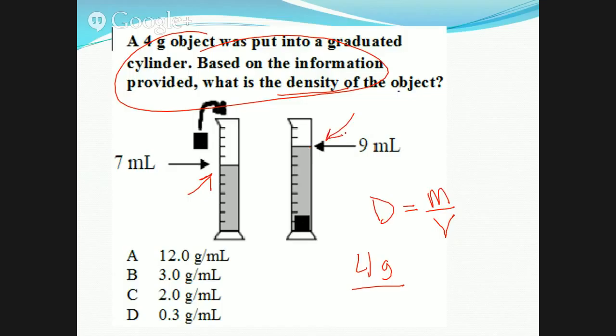What do we call that? Displacement. And how much did it displace? 2. So what's 4 divided by 2? 2. So C is your answer. C is your answer. All right, next.